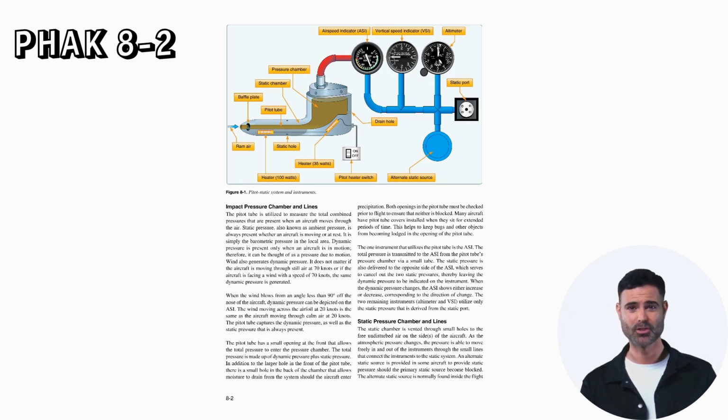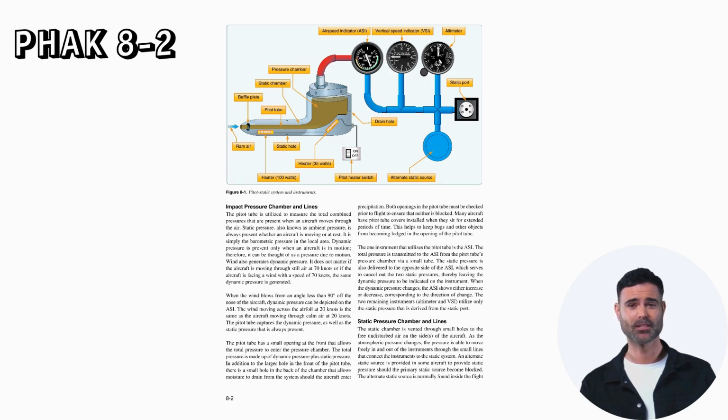The total pressure is transmitted to the ASI from the pitot tube's pressure chamber via a small tube. The static pressure is also delivered to the opposite side of the ASI, which serves to cancel out the two static pressures, thereby leaving the dynamic pressure to be indicated on the instrument. When the dynamic pressure changes, the ASI shows either an increase or decrease, corresponding to the direction of change.